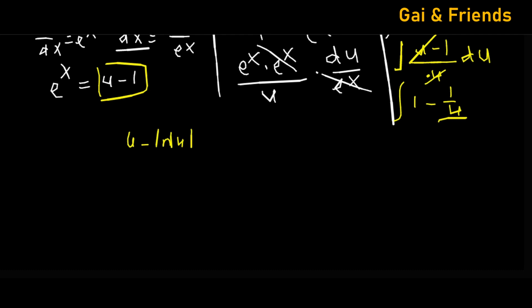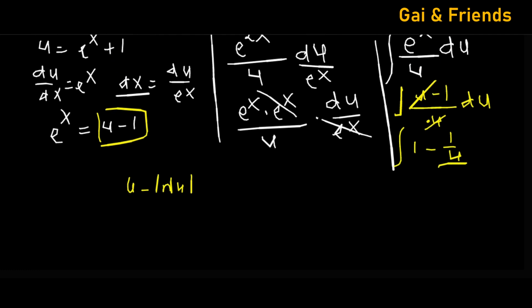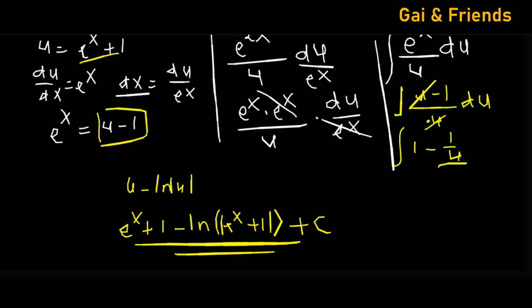It's going to be ln u, and then our value of u, as you can see, is e to the power of x plus 1. So it's going to be e to the power of x plus 1 minus ln e to the power of x plus 1 plus c. And this is the solution to our problem.